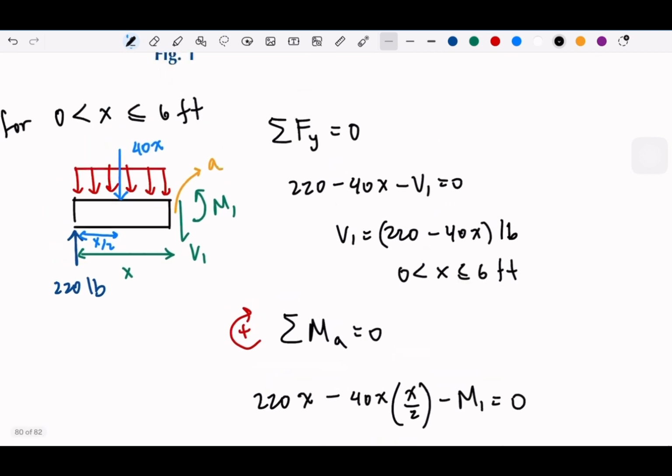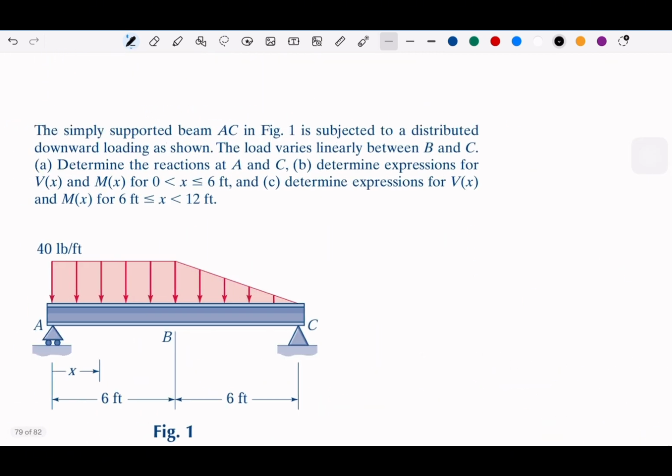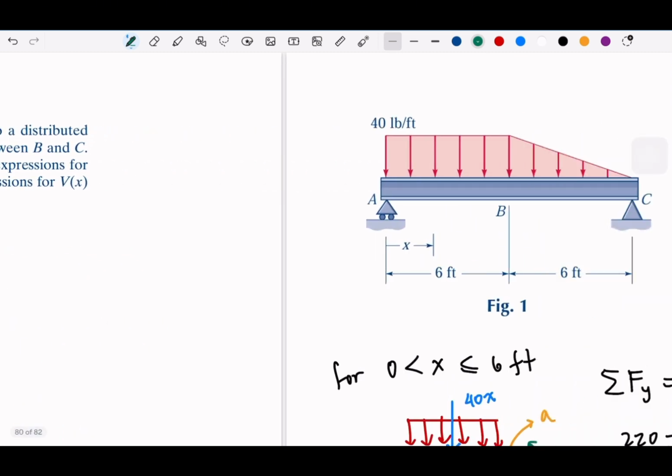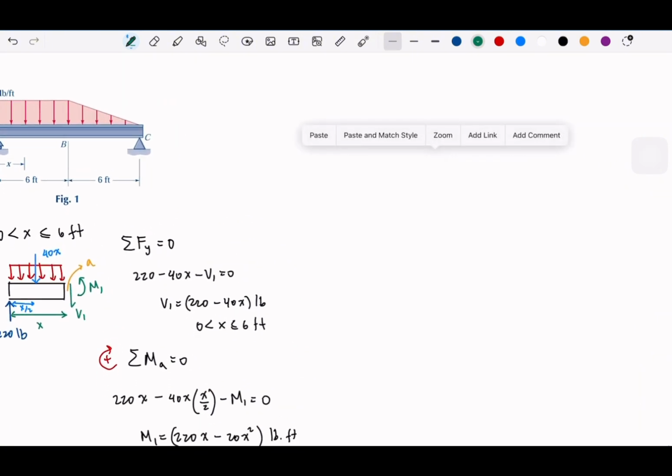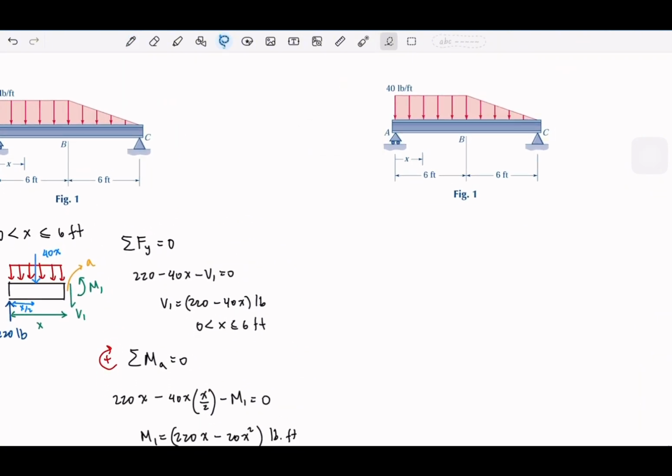And then the third question is we need to determine expressions, the same thing but for a different interval. Different interval means that we need to take the triangle, so a different distributed load but the same procedure. So we take the same picture. Let me copy this again, and right here, for 6 feet until 12 feet.